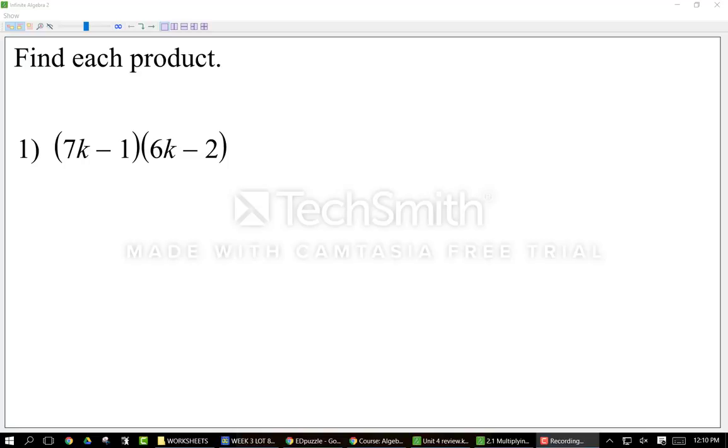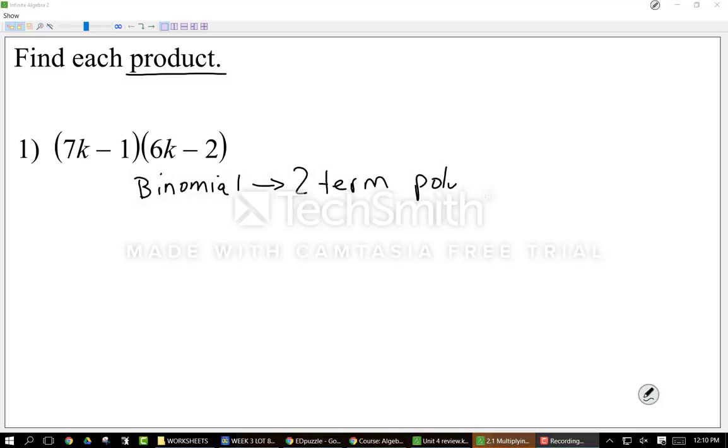This video is going to discuss how to multiply binomials. So when it says find each product, that means we're multiplying our binomials. Remember, a binomial is a two-term polynomial.